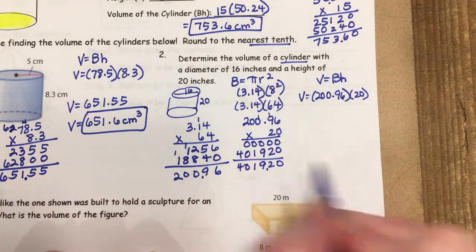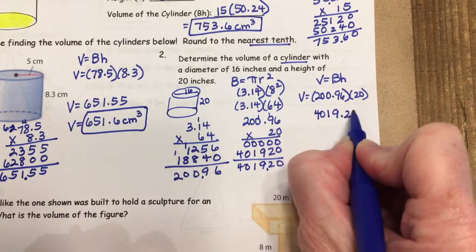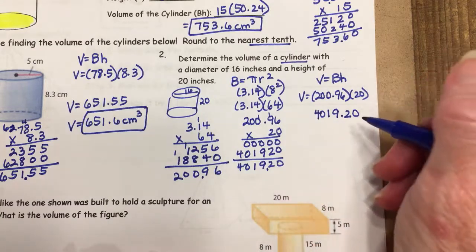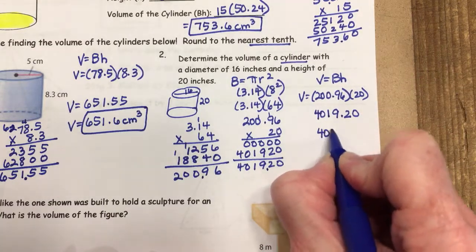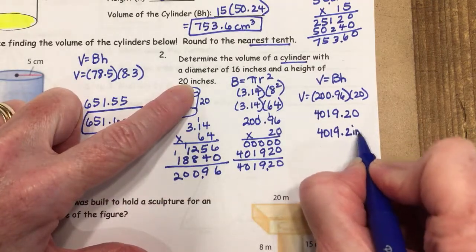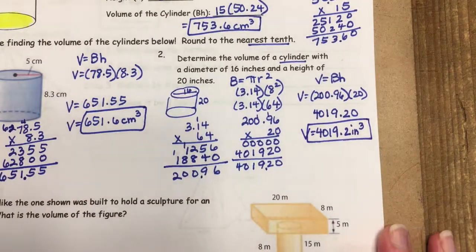There are 2 decimal places, so I end up getting 4,019.20, and then I'm rounding to the nearest tenth, so I don't really have to round, but I'm going to drop the 0. And this is being measured in inches, so volume is going to be in cubic inches. So my volume is 4,019.2 cubic inches. Okay, so those are pretty straightforward.